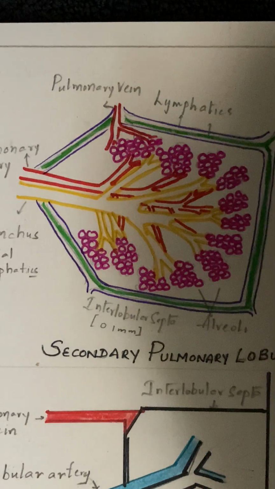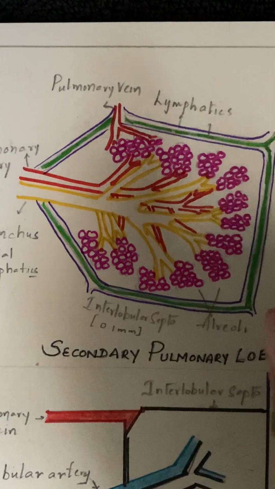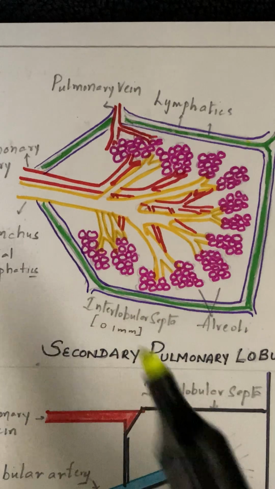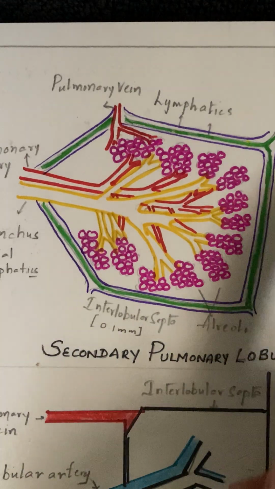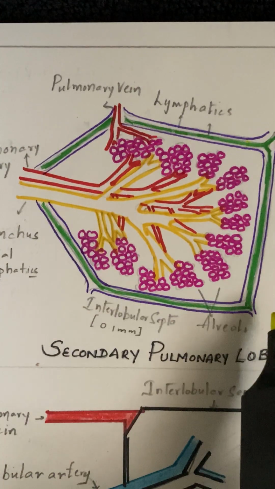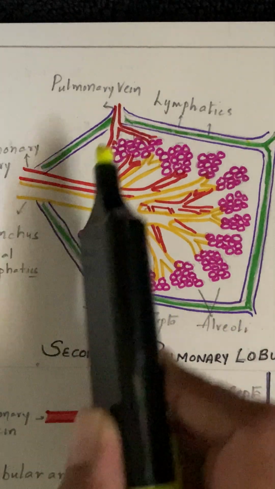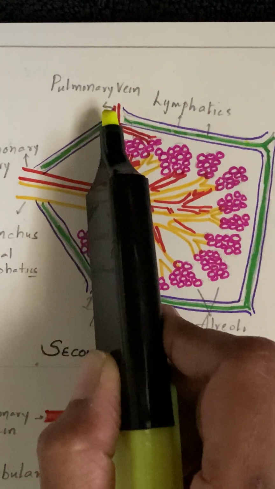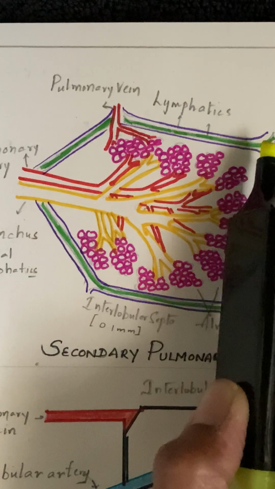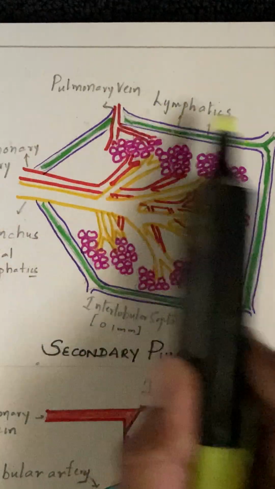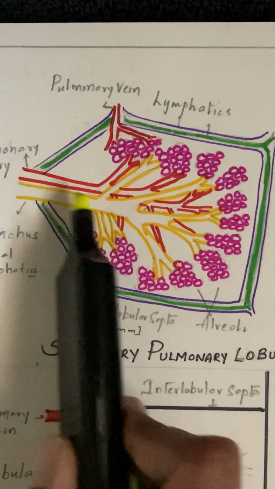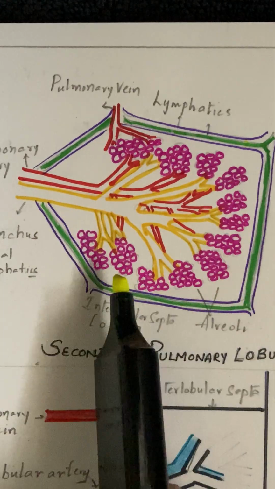Today we'll be discussing micronodular lung pattern. First we have to know about the anatomy of the secondary pulmonary lobule. This is the secondary pulmonary lobule. In the secondary pulmonary lobule we have septal structures. This is the interlobular septa. We have septal structures, centrilobular structures and lobular parenchyma.